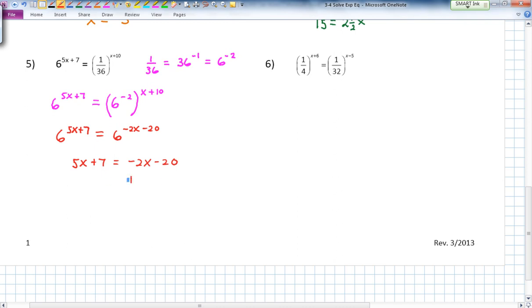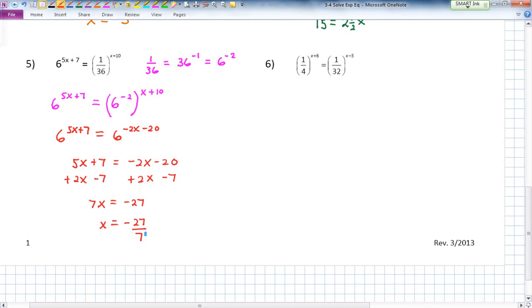Add your 2x to both sides. At the same time, subtract your 7 from both sides. We end up with 7x equals negative 27. And divide out the 7. And x equals negative 27/7. That one would be a little harder to check, no question about it.